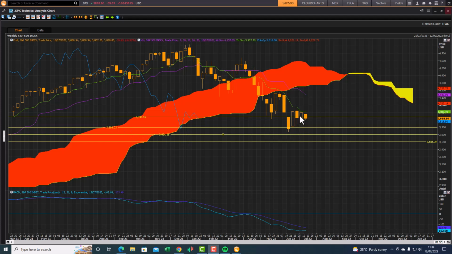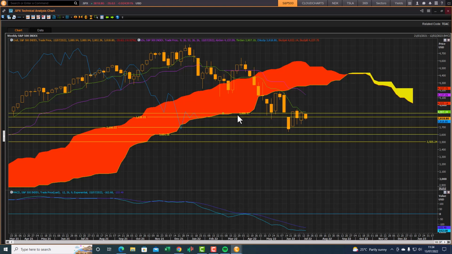Did manage to rebound, only to run into trouble here with the turning line of the Ichimoku cloud. That's now a new resistance zone, as well as this bottom end cloud chart resistance zone here on the weekly Ichimoku. So that zone there, we need to break out past that level as well to see if we're going to head higher.